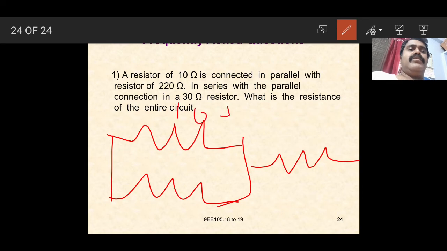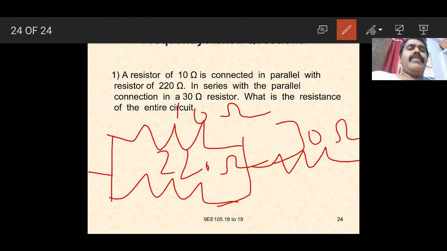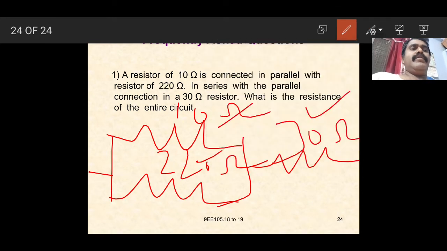So 10 ohms and 220 ohms are connected in parallel. The parallel combination comes in series with the 30 ohm resistance. In this way we have to find the total resistance. First we do the parallel combination, then this parallel combination comes in series with the 30 ohm resistance, and we add here.